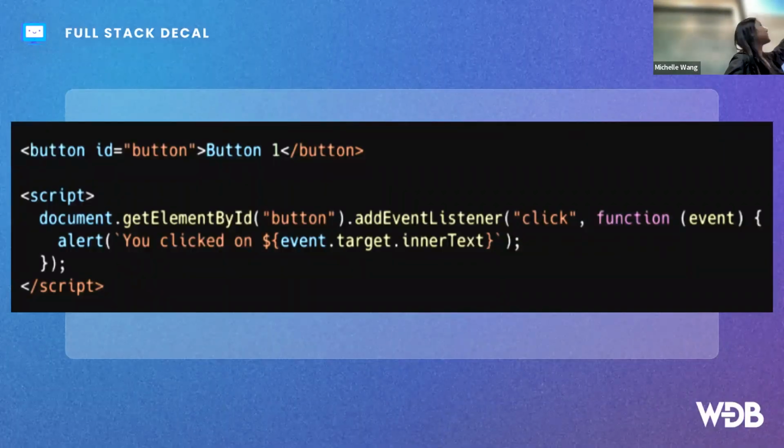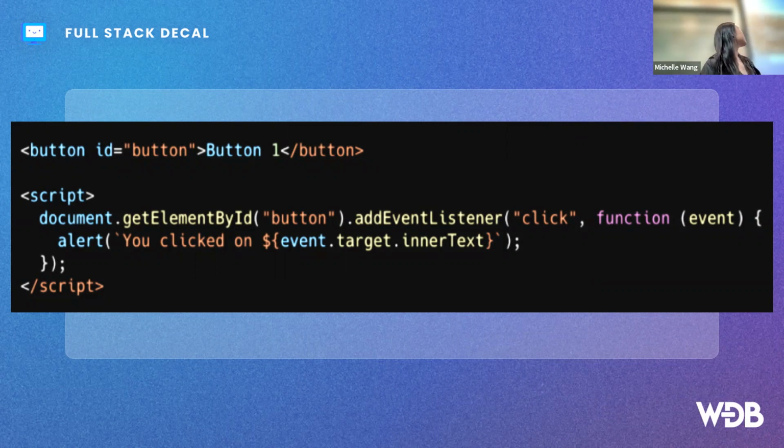This is the way that we just did it. We have a button and then we select it by get element by ID from the ID button. And then we add an event listener that listens for when the button is clicked. Whenever it's clicked, that function will fire and it'll alert you that you clicked on the button.